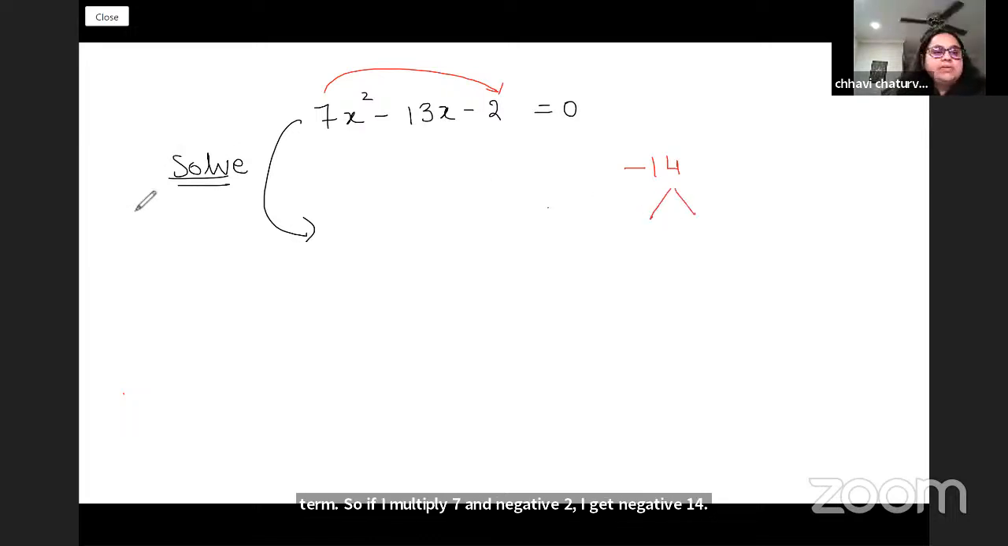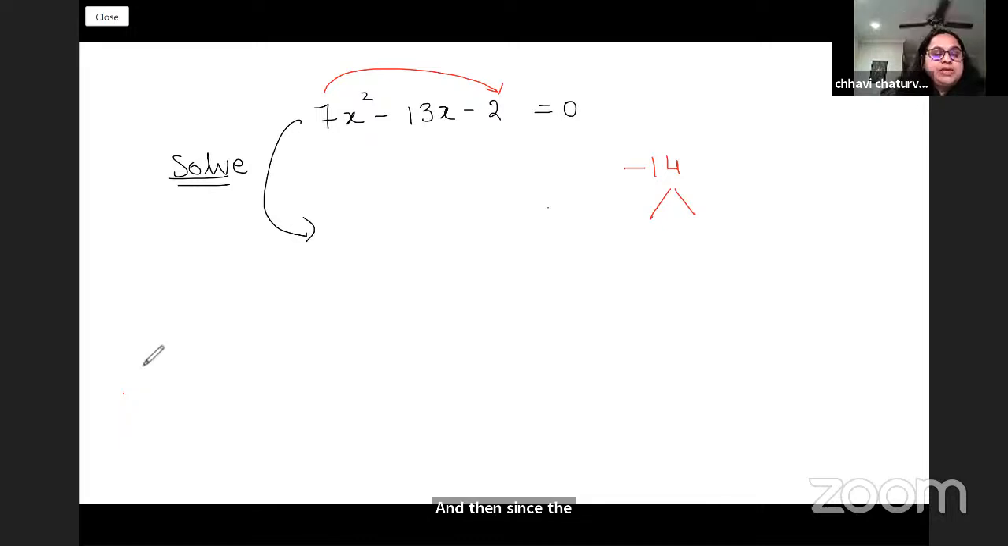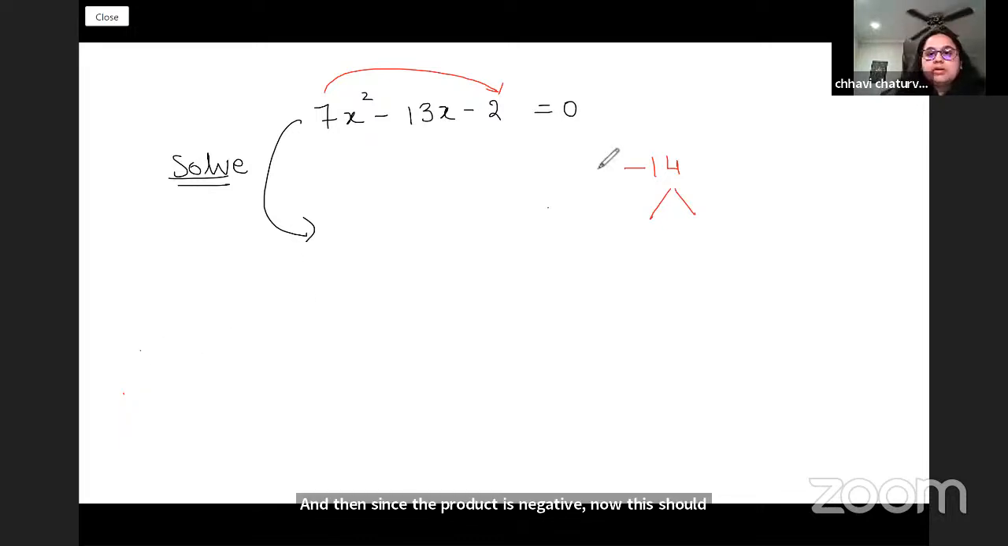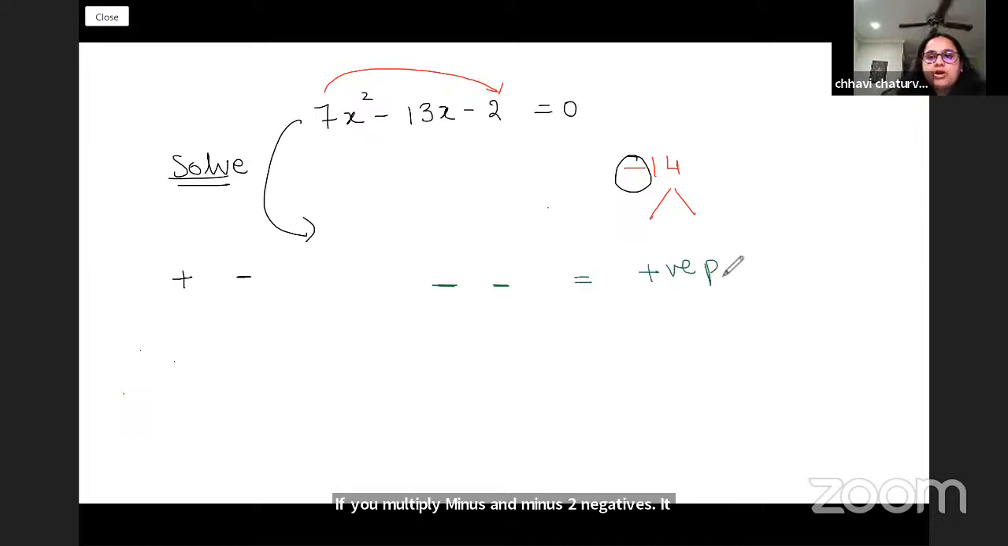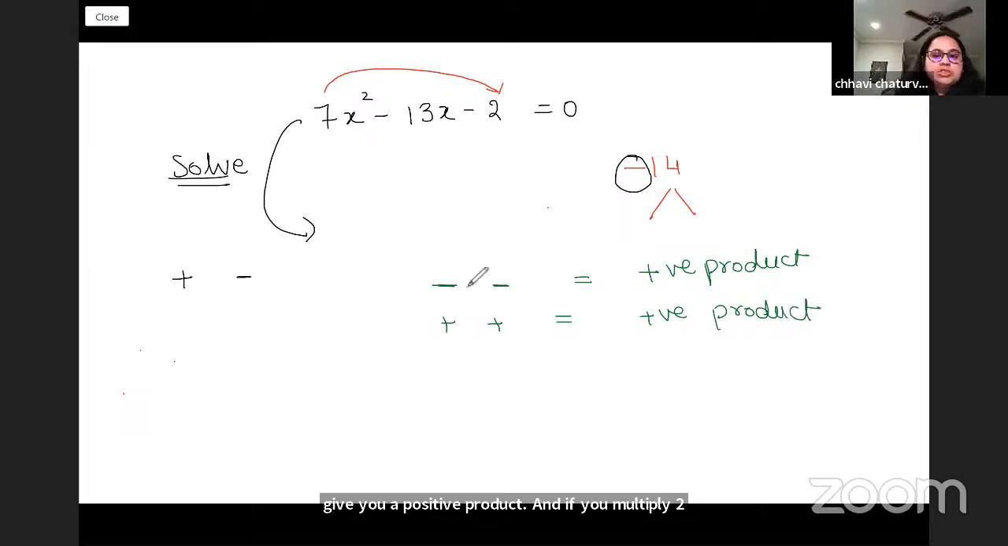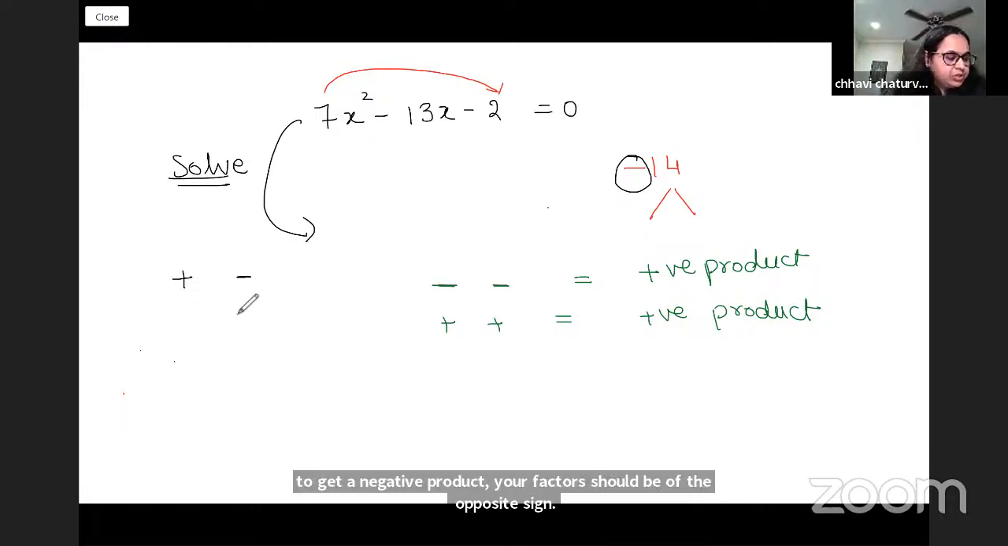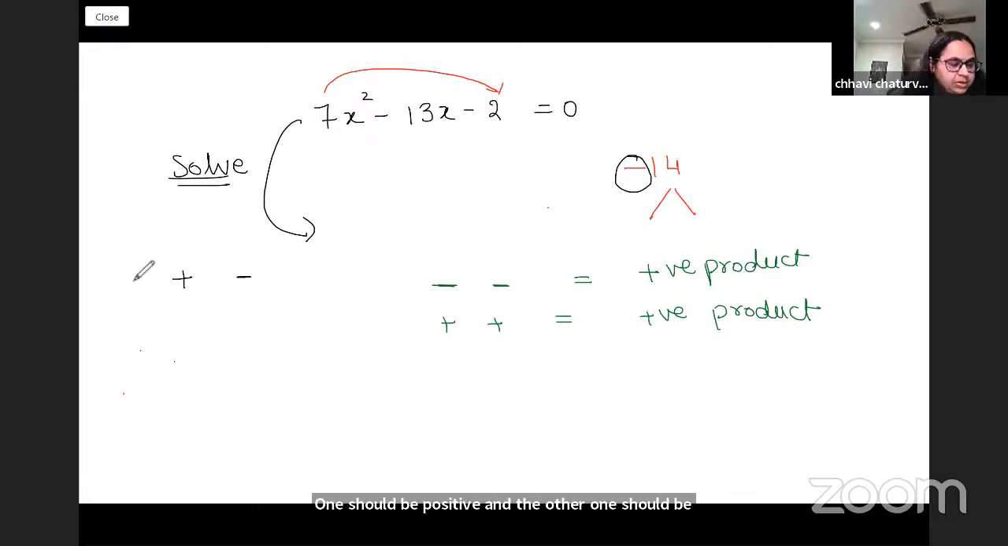And since the product is negative, now this should be discussed again and again. Your product is negative. You can only get a negative product when you multiply a plus and a minus sign. If you multiply minus and minus, two negatives, it always gives you a positive product. And if you multiply two positives, it also always gives you a positive product. So in order to get a negative product, your factors should be of opposite signs. One should be positive and the other one should be negative. All right.